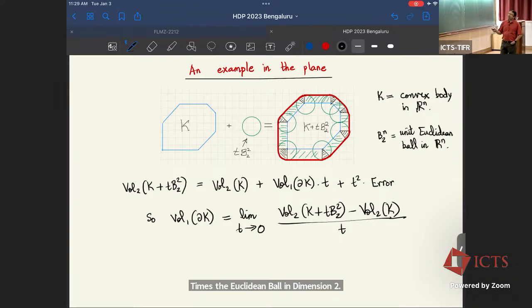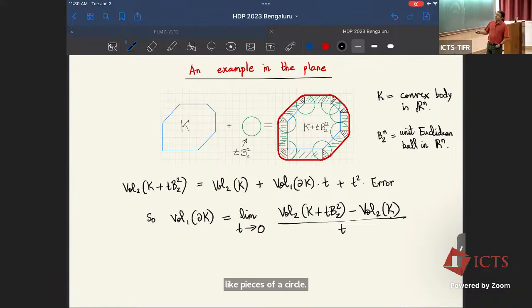Now, when I look at this, I see that if I want to decompose the volume, I have the volume of K that's hidden inside. Then the first order correction seems to depend on the boundary. For every piece of the boundary of K, I have an area here, the shaded green area, which is basically the perimeter of K times t. The perimeter of K is the one-dimensional volume of the boundary of K. And then I have some error here, these curved portions, the black shaded area. It looks like pieces of a circle, so it's of order t squared.